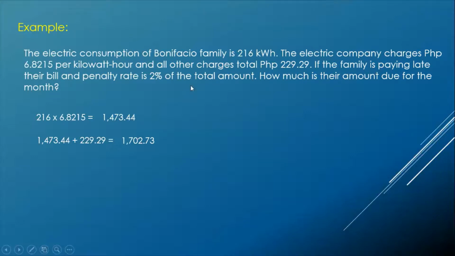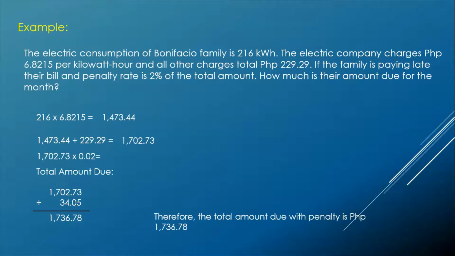So we need to take the 2% of this one because they have a penalty. So what is the 2% of 1,702.73? So we were going to multiply it. 1,702.73 times 0.02, that is 34.05.